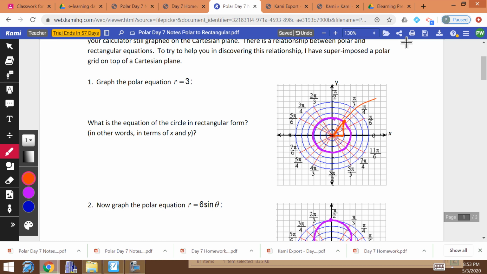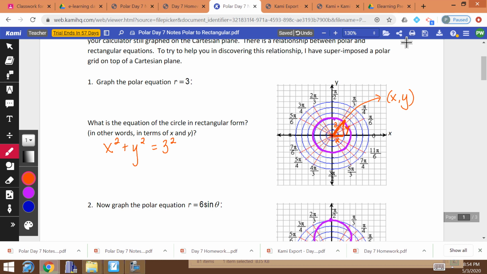So if I call that point x, y, it has an x coordinate and a y coordinate. If I look at it right here, this length of the triangle would be x. This length of the triangle right here would be y. And this hypotenuse right here would be our r value. In this case, that r value is 3, that radius of 3. So if we were to do Pythagorean theorem, that means x squared plus y squared is equal to 3 squared. And really, that is the equation of the circle in rectangular form.